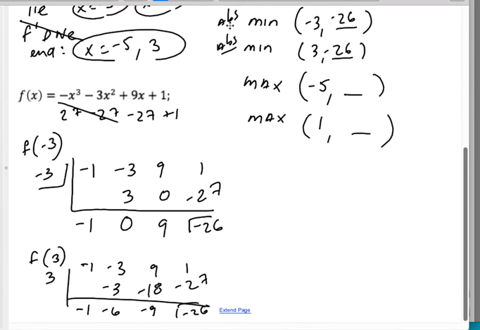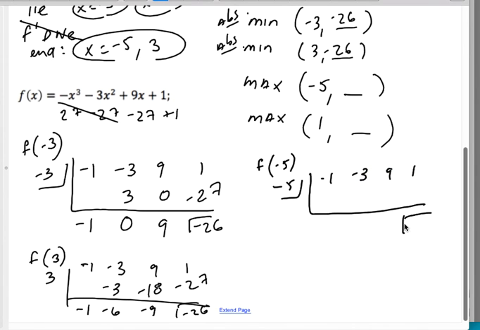So if they're both the same number, then they're both the lowest number. For f of negative 5, I'm going to go ahead and plug in negative 5 in my synthetic division. Again, you don't have to use synthetic division. You can just plug in the old-fashioned way. I just think this is easier. I multiply and add straight down, multiply, add straight down, multiply, add straight down.